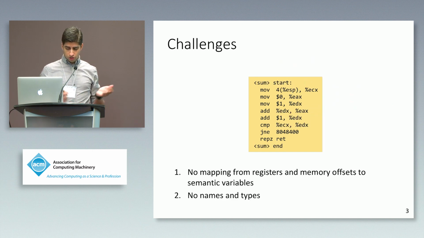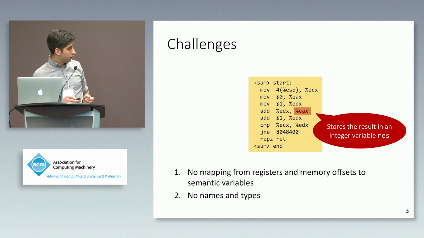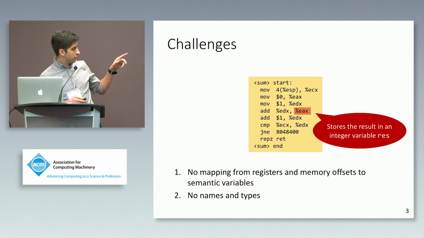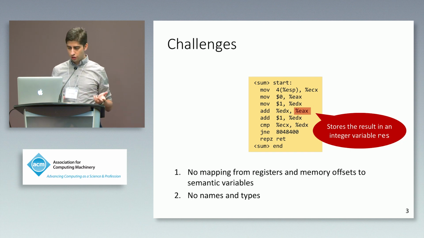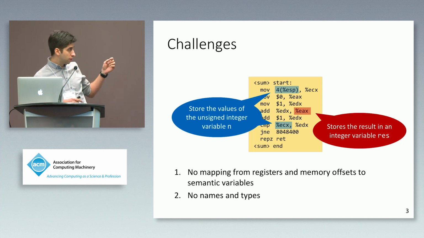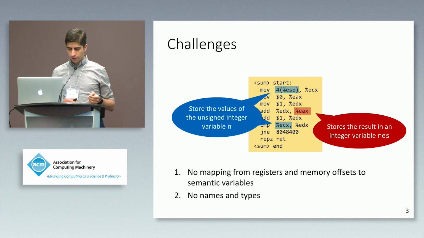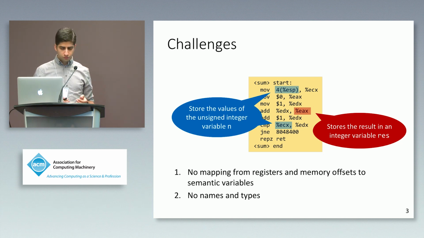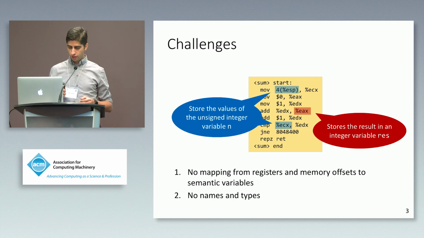The other challenge is that we don't have the names, we don't have the types of these variables. For example, if we had the debug symbols, we would know that the EAX register highlighted in red stores the result of the computation. It's an integer variable. Sometimes you would also have multiple registers and offsets that represent the same high-level variable from the source code. For instance, here we have ESP and EDX storing the value of unsigned integer n. And this information is also gone.